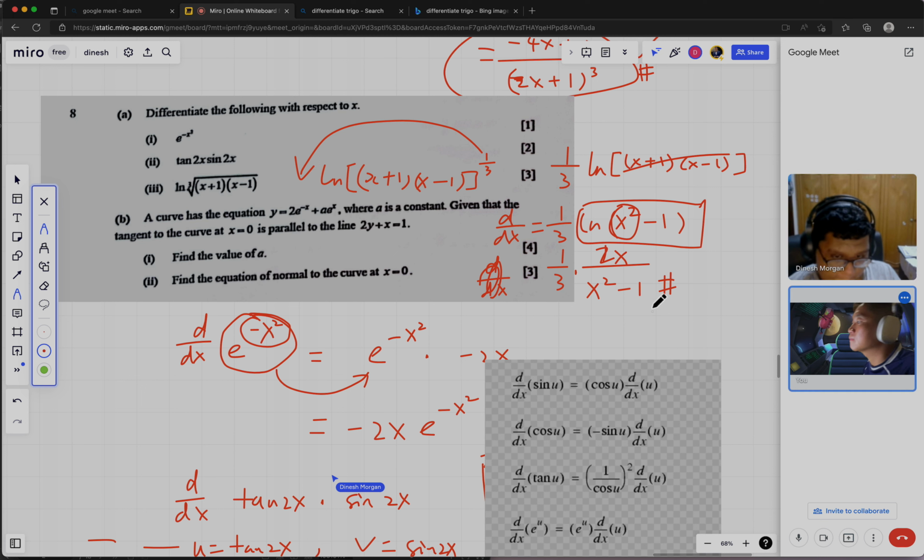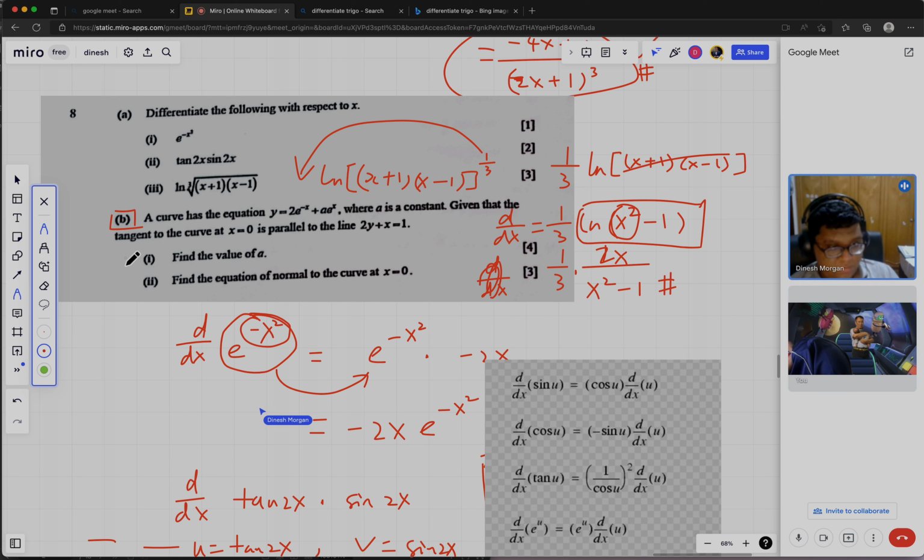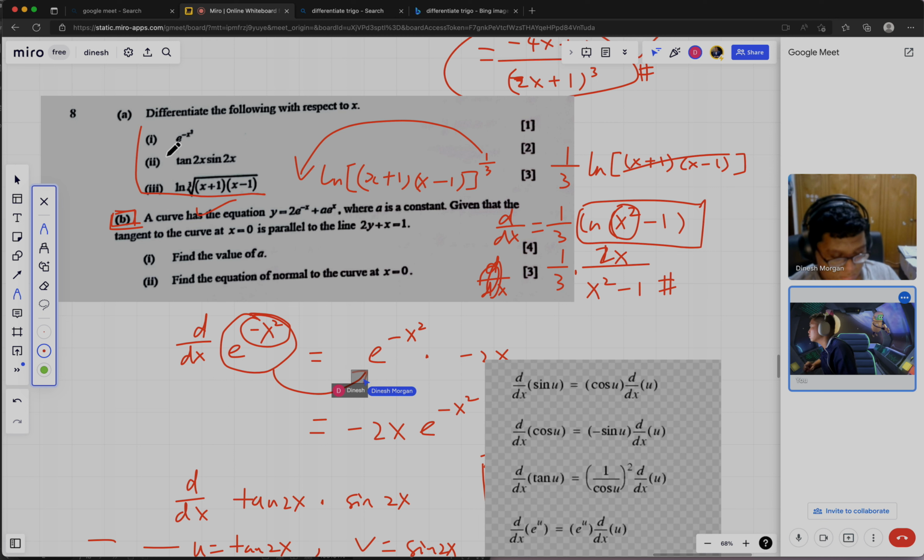Does it make sense? Okay. So yes, that's how you differentiate all these questions. So the curve has this, and then given that the tangent to the curve is parallel to the line of this, find a way. Is it this kind of question, or just a direct differentiation? It was a direct differentiation. Oh, okay. Because for differentiation questions, usually they like to ask you a question something like this instead of just asking you to differentiate. Very seldom they will ask you to differentiate this. Very seldom. Okay.